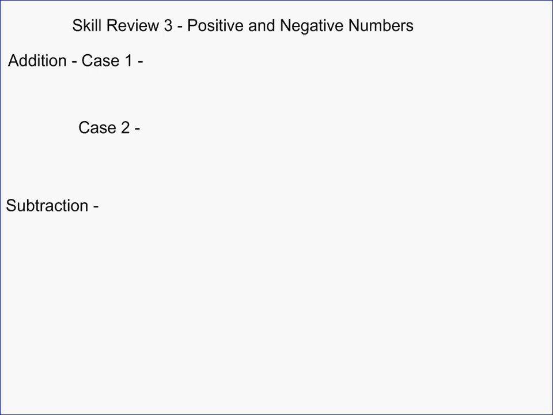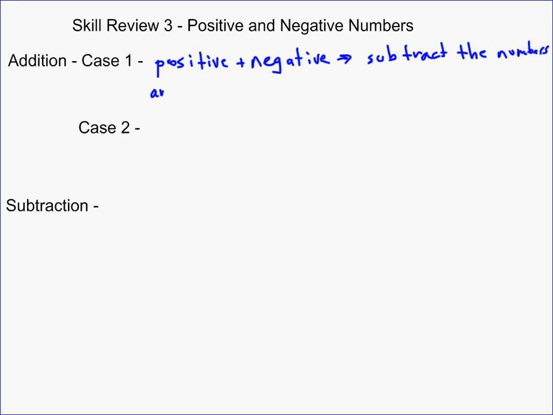The first case is a positive plus a negative. And so when you have a positive number plus a negative number, the way you do it is you subtract the numbers. So when you're doing addition, you essentially solve it by doing subtraction. Subtract the numbers and use the sign of the largest absolute value. So you subtract the numbers and use the sign of the largest absolute value.